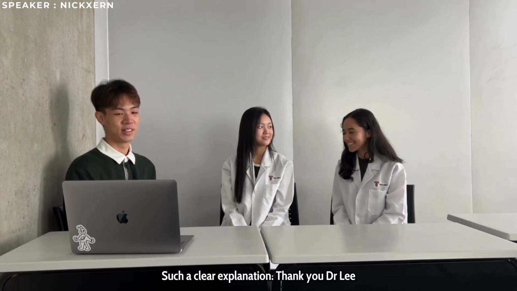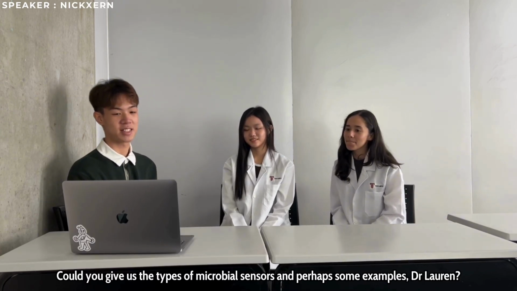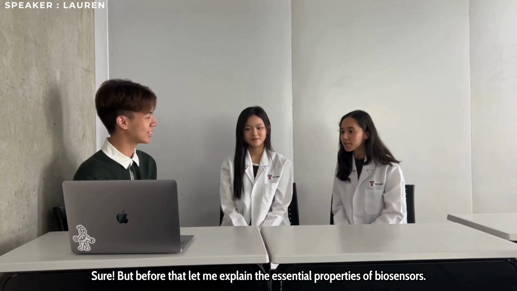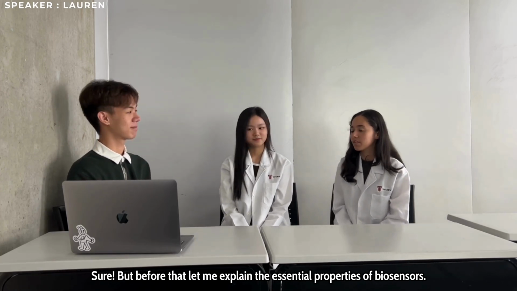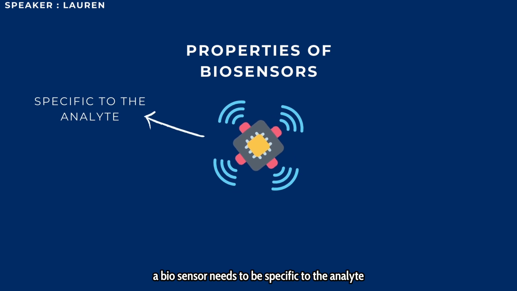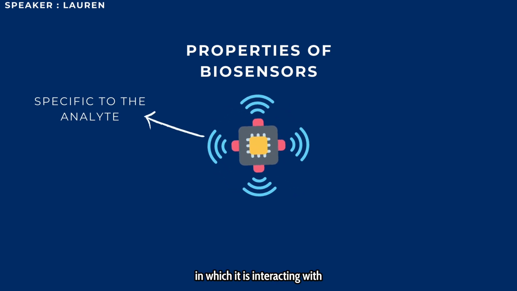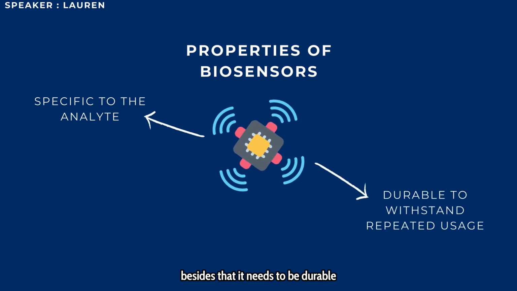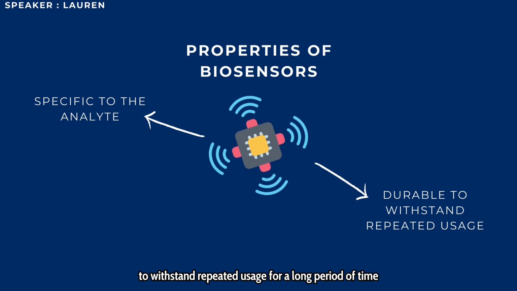Thank you, Dr. Lee. Could you give us the types of microbial sensors and perhaps some examples, Dr. Lauren? Sure, but before that, let me explain the essential properties of biosensors. Firstly, a biosensor needs to be specific to the analyte with which it is interacting. Besides that, it needs to be durable to withstand repeated usage for a long period of time.